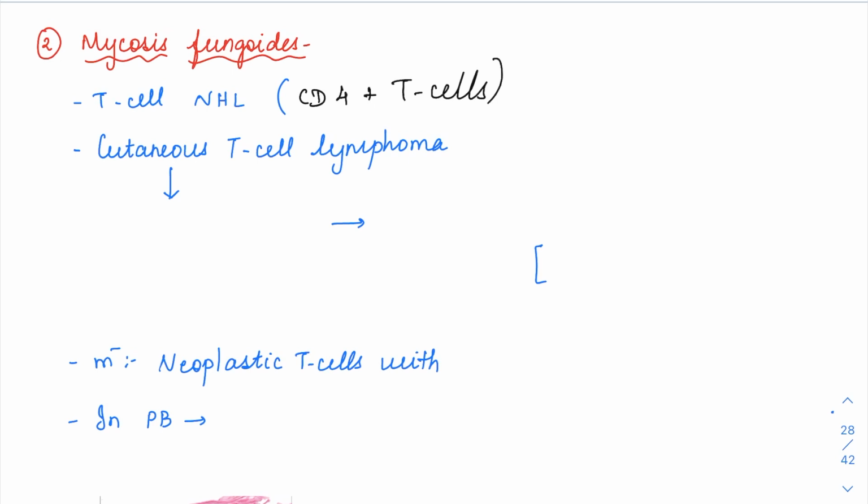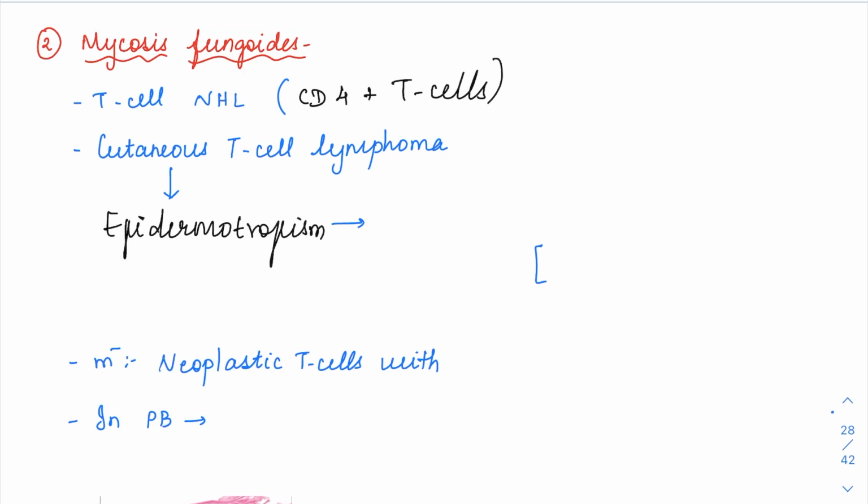So it is a cutaneous T cell lymphoma, and any T cell lymphoma involving the skin will show a feature called epidermotropism. Meaning from the dermis, these lymphomas have a tendency to move towards the epidermis and involve the epidermis. So epidermotropism means liking. So epidermotropism is going to be there.